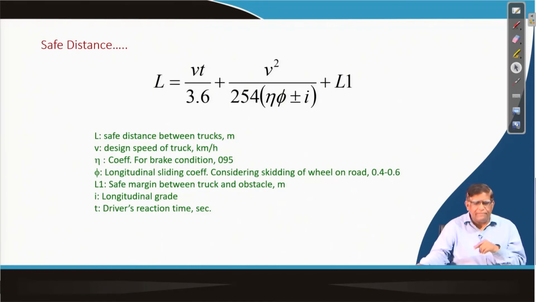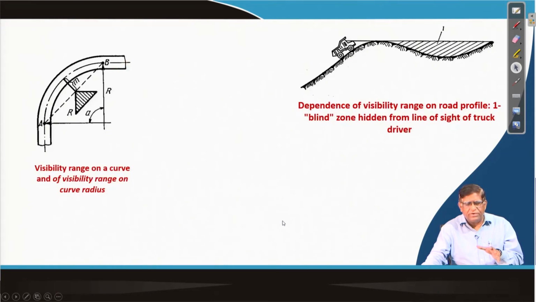That can be calculated from the equipment. You will have to maintain this safe distance between trucks depending on the design speed, the coefficient of braking conditions, the longitudinal sliding coefficient, and the safe margin between two trucks and the obstacle. If there is an obstacle, at what distance must it stop? So that distance L1 also affects this. This is how we can derive these equations and calculate, because you will have to see what safe distance must be maintained in the mine if such situations come up, where there will be no visibility, that is, you cannot see the other truck coming.